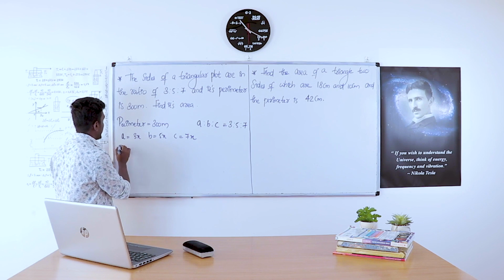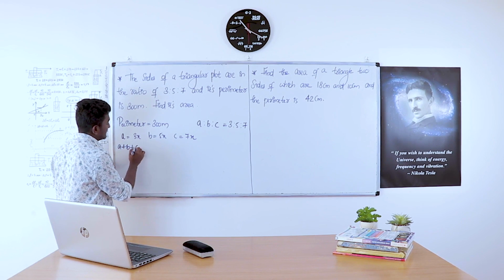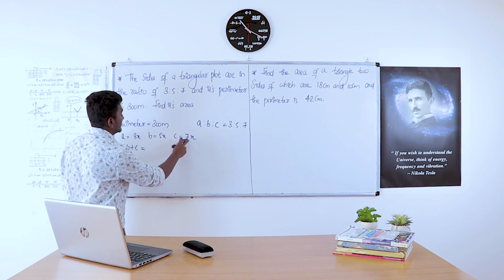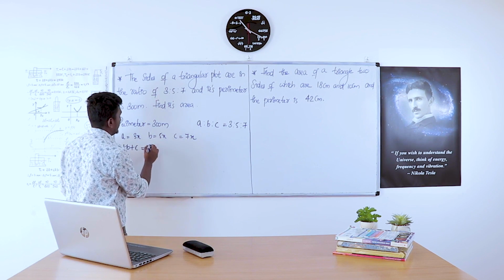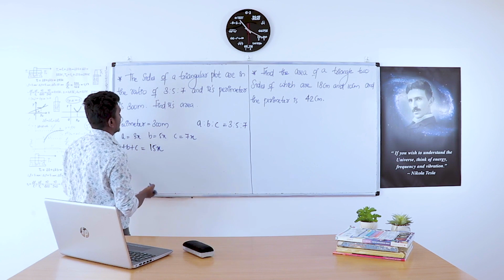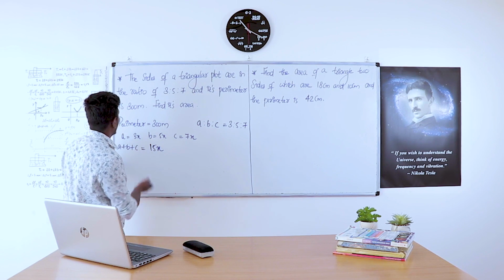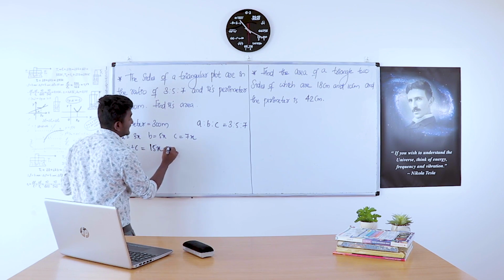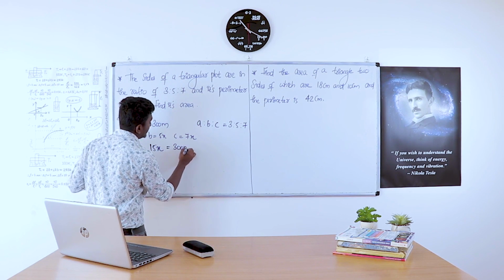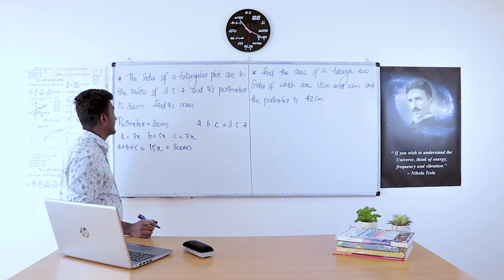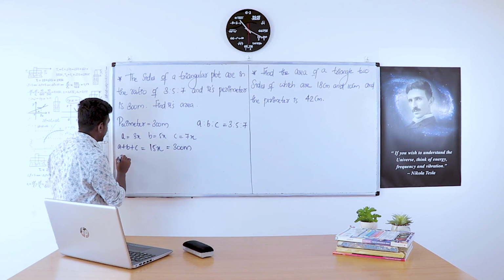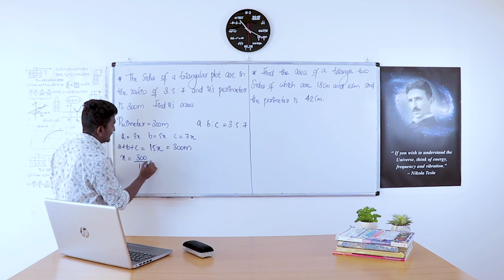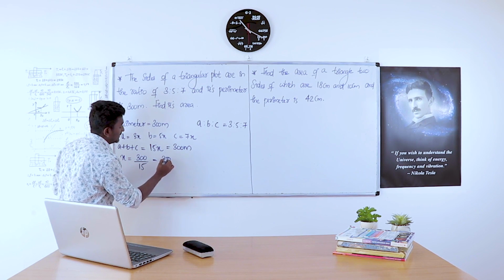So, A plus B plus C is equal to 3x plus 5x plus 7x. That is 7 plus 5, 12, 12 plus 3, 15x. Clear? Okay. So, A plus B plus C is the perimeter. That is 15x. This is given as 300 meter. Then x can be found out. x is equal to 300 divided by 15. That is equal to 20.